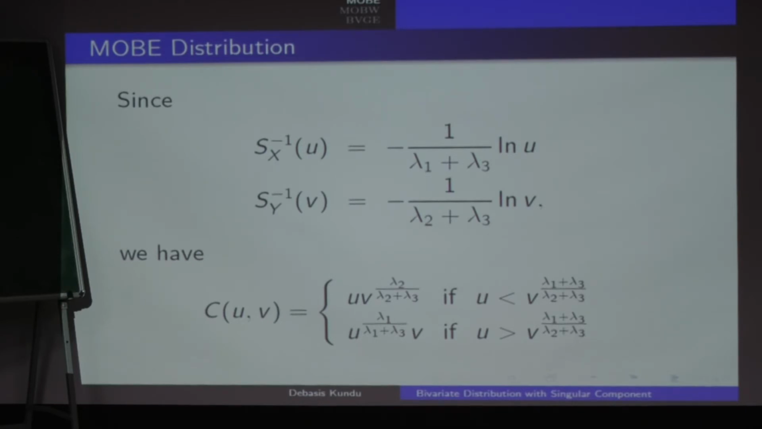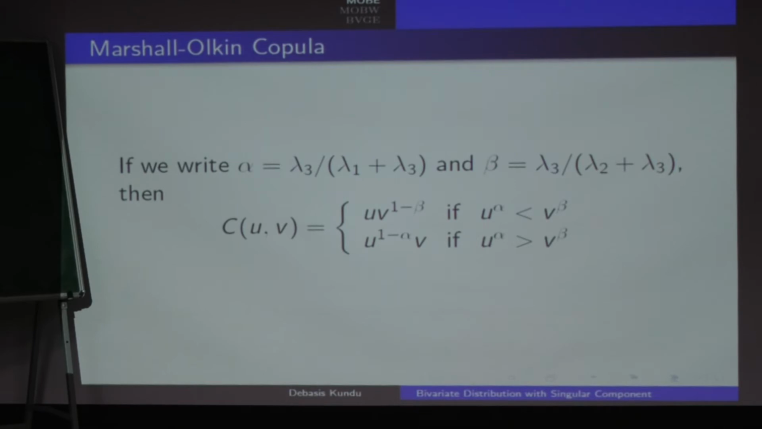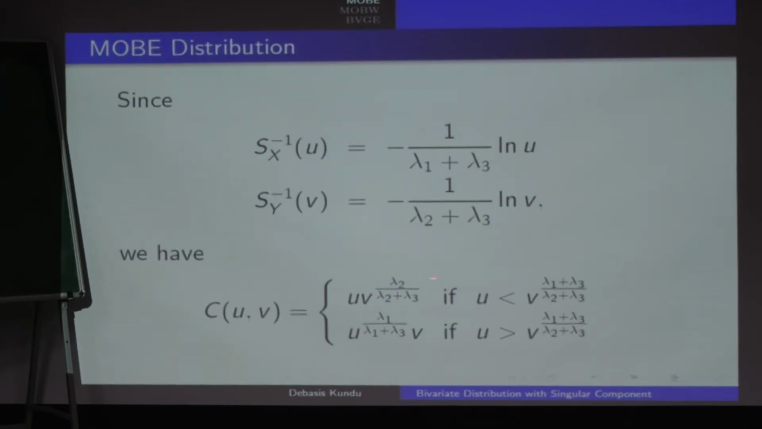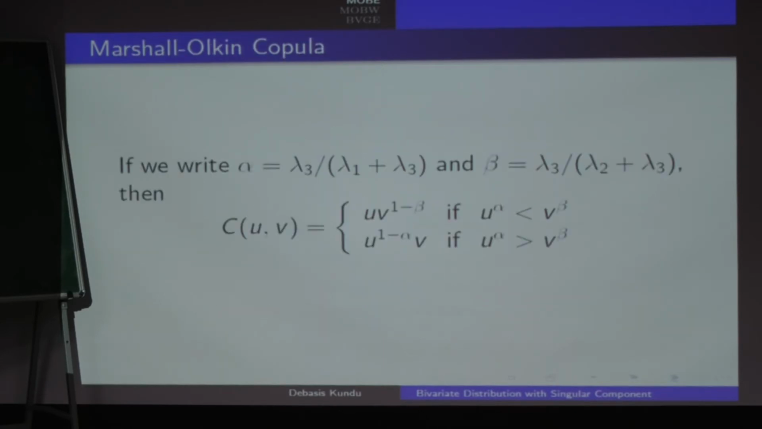Let's rewrite this quantity in a slightly different, simplified manner. If you write alpha as lambda 3 over lambda 1 plus lambda 3, and beta as lambda 3 over lambda 2 plus lambda 3, your copula simply turns out to be this one. Basically I'm just putting this quantity as beta, this quantity as alpha, and this I put as 1 minus beta, 1 minus alpha. So the copula simply takes this form.